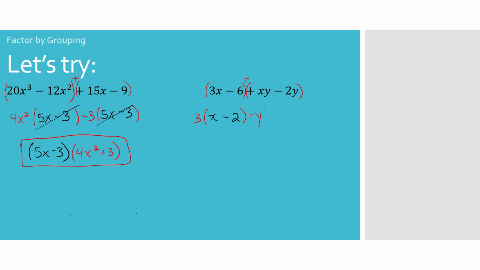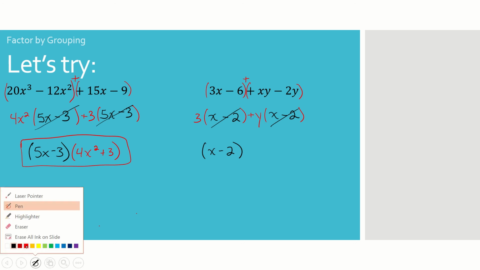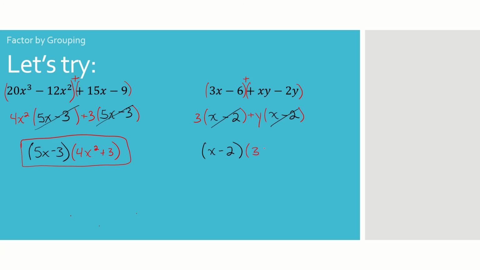And then I can factor that out of everything in the second group. Leaves me with x minus 2. So if we did that correctly, what's in the parentheses should match. X minus 2, x minus 2. It does. So I'm going to write that as the first binomial, x minus 2. And then I take that out of both of them, and I am left with a 3 plus y. I'm going to write that as my second binomial.